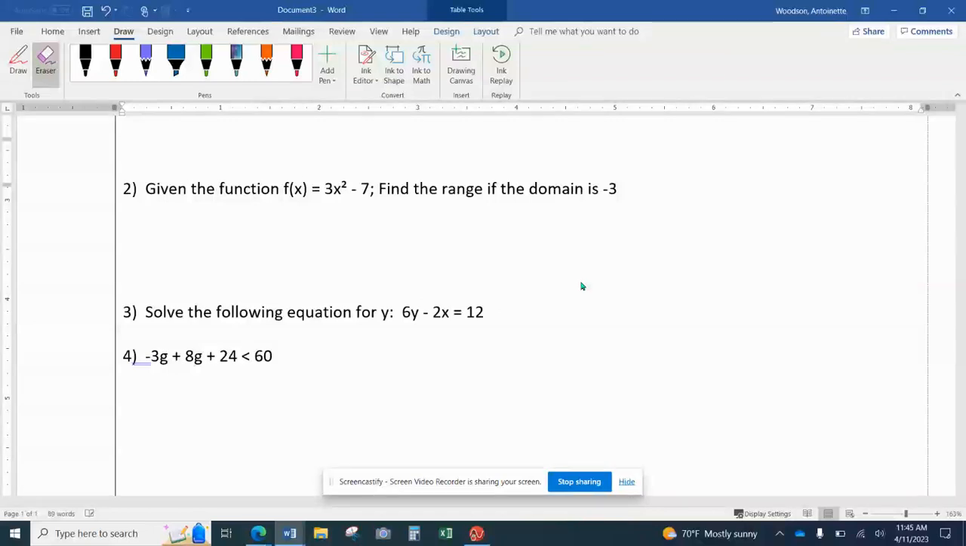But first, let me ask, what does domain tell you? What does domain stand for? Which variable? Is it x or y? It's x. So they're saying when x is -3, find the range, and the range is your y. Okay, I don't know why that didn't show up. There we go. So the range is the y. So all this one is substitution.